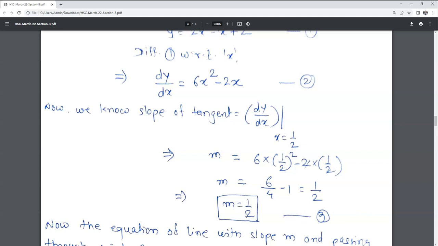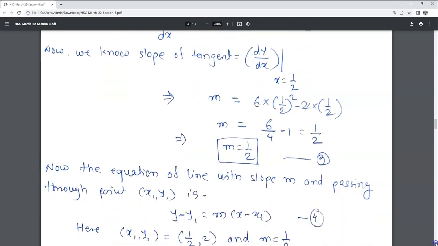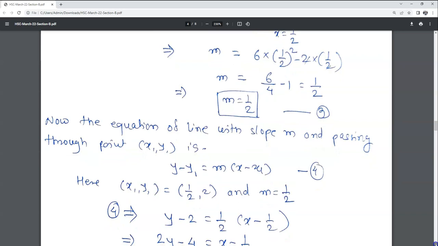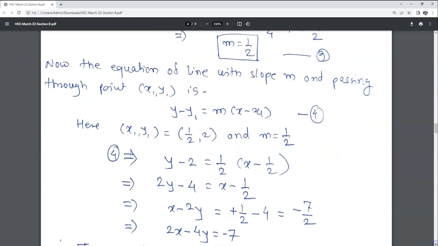So we haven't really got the equation of the line yet. Okay, so what is the equation of the line? The equation of the line passing through point (x1, y1) and having a slope m is what? y minus y1 is equal to m into (x minus x1). Okay, now let's see here. The equation of the line with slope m and passing through the point (x1, y1) is y minus y1 is equal to m into (x minus x1).